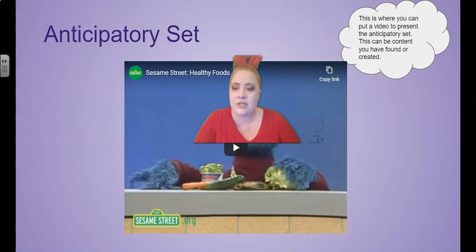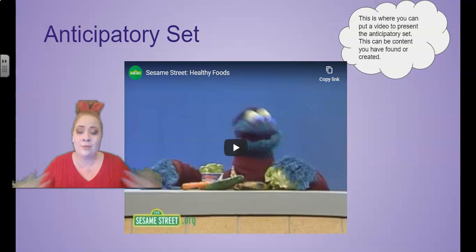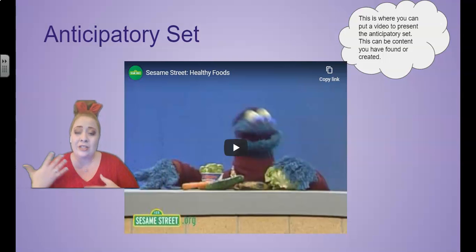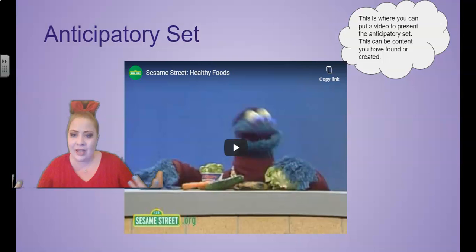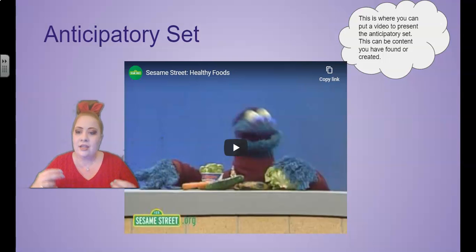Next, we have our anticipatory set. This can be anything. For me, an anticipatory set is usually a video and then a conversation. So I'll show the video, and maybe during the video I'm talking, like I'm pointing things out, like, oh, did you see that? Is that something you think would be a healthy food? We're talking about it. That's up to you. An anticipatory can be a picture that you talk about. An anticipatory can be a poem, or it can really be anything. It's something to just get them thinking.